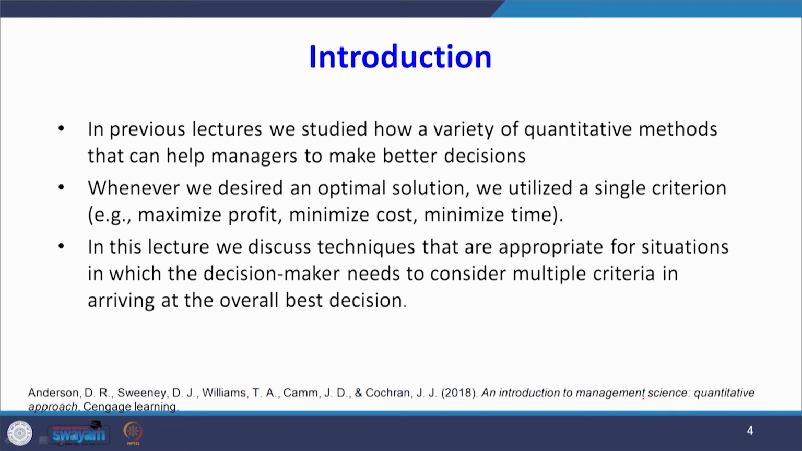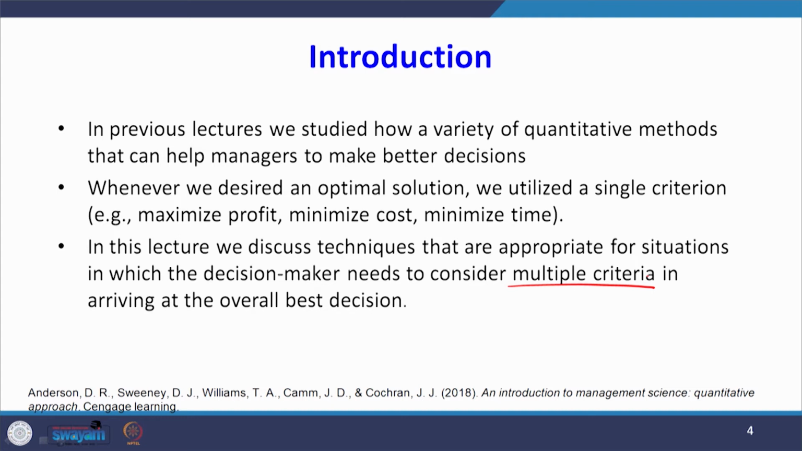In the previous lecture, we studied how a variety of quantitative methods can help managers make better decisions. Whenever we decide an optimal solution, we utilized a single criterion. For example, maximize the profit, minimize the cost or minimize the time. In this lecture, we discuss techniques that are appropriate for situations in which the decision maker needs to consider multiple criteria in arriving at the overall best decisions.